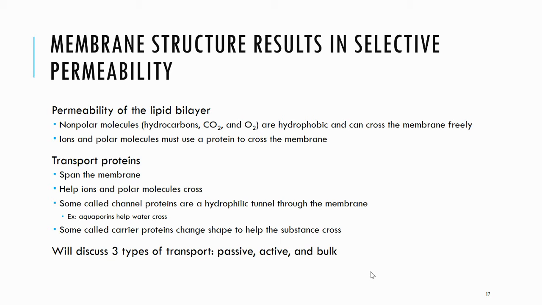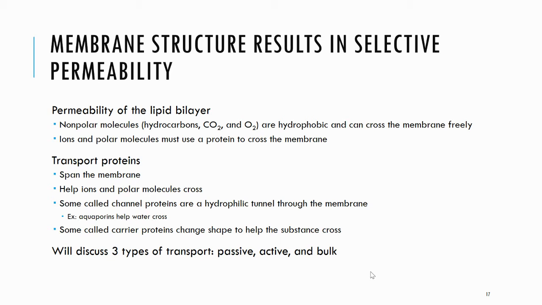Ions and polar molecules must use a protein to cross the membrane. So we have transport proteins that go all the way through the membrane, which help the ions and polar molecules cross. Some proteins, called channel proteins, are like a hydrophilic tunnel through the membrane. For example, aquaporins help water get across. Water cannot go through the membrane all by itself. It needs a channel protein to be able to go through. And some carrier proteins will change shape to help the substance cross.